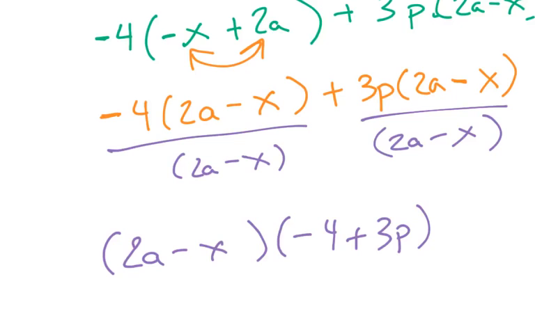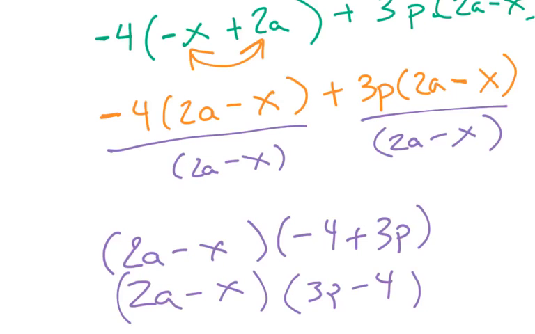Now you may also see this written as 3p minus 4, and this is 2a minus x, right? And those would be equivalent, so don't stress out over that. And there may be another way to do this problem as well. So if you got the answer but you did it differently, don't discredit yourself. You probably did it right.